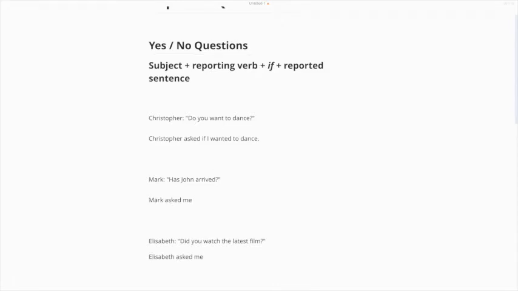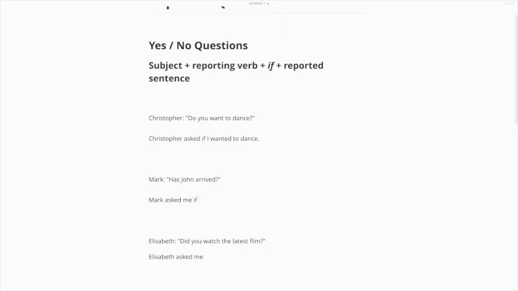The subject is Mark. The reporting verb is asked. Yes, in this case, we're including an object to specify who he asked. This, you can use it or not. You can use he asked who? He asked me. So now from here on, we're just going to do the rest. We already have the subject, the reporting verb. Now we're going to need the literal if. Mark asked me if.